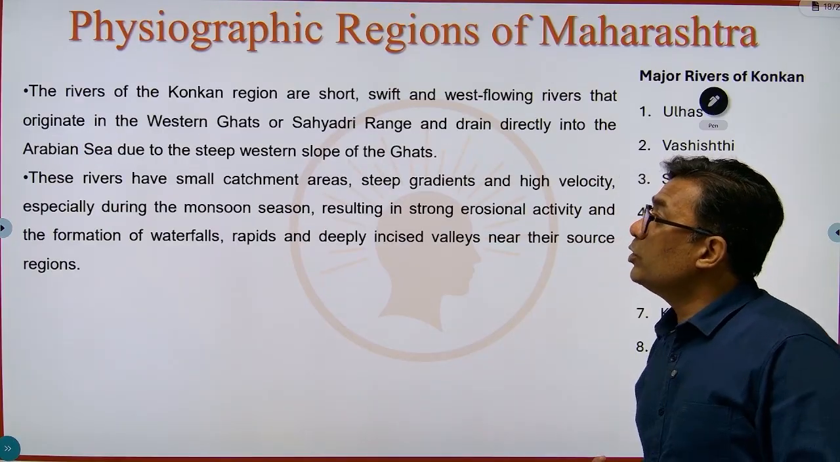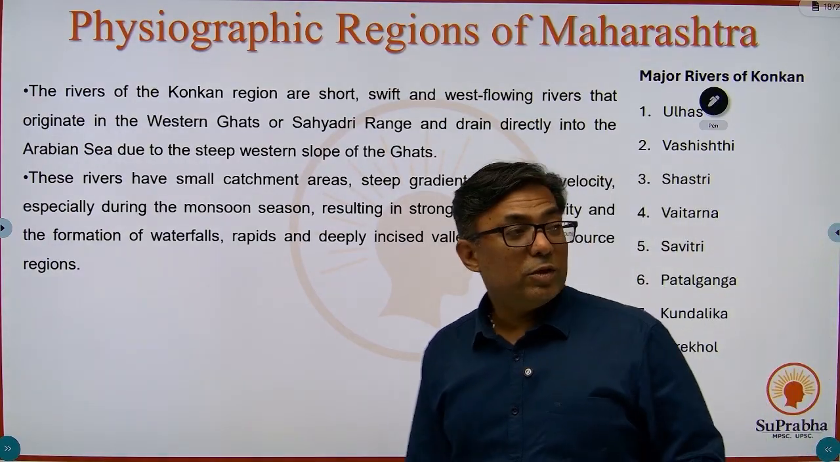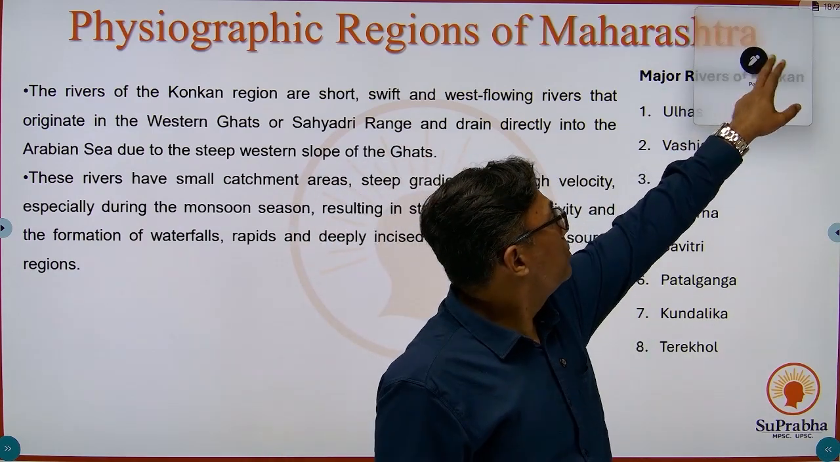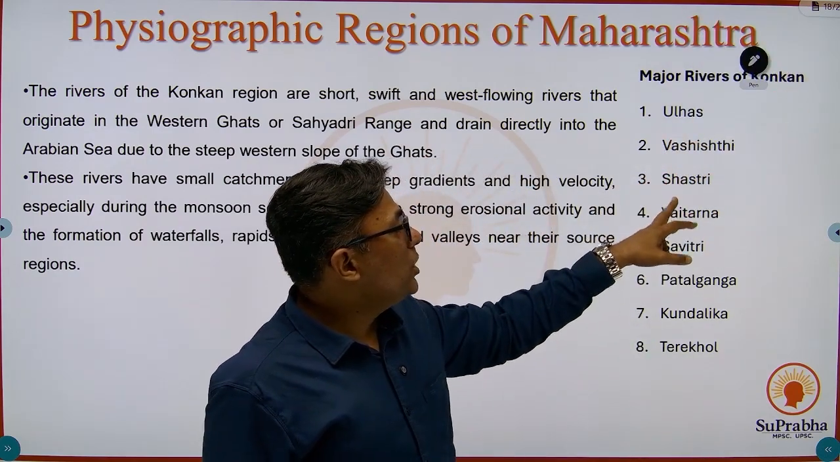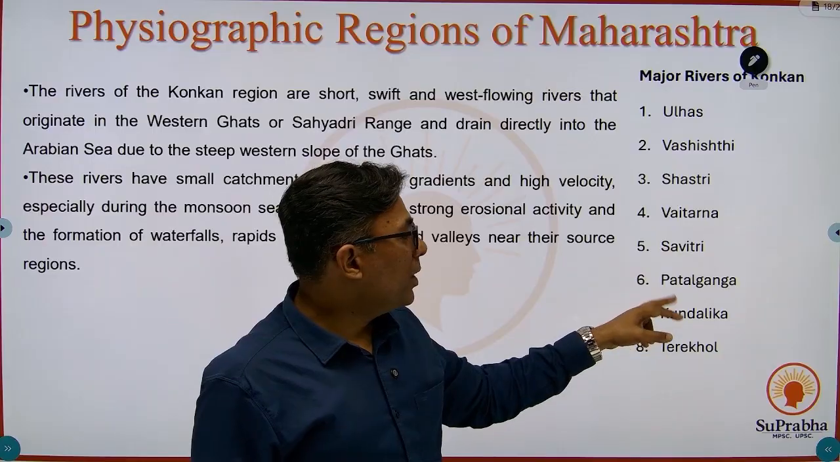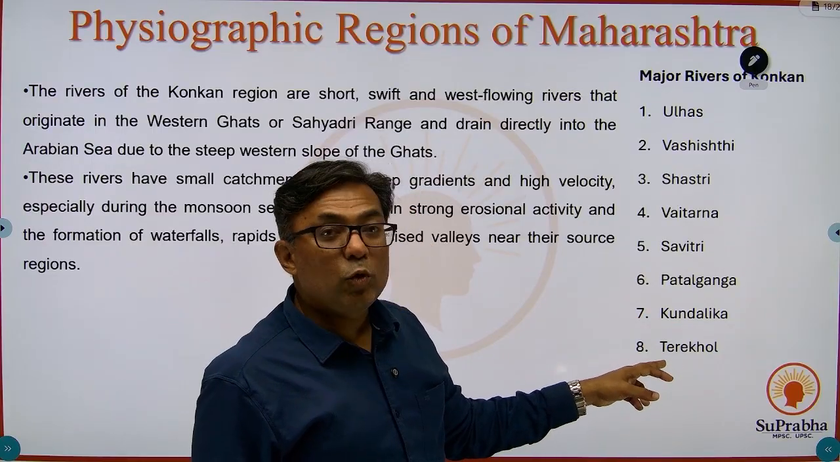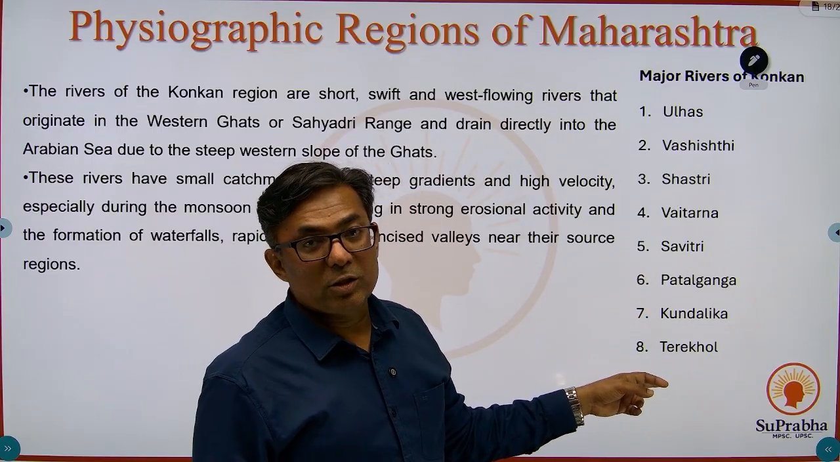And what are the rivers of the Konkan region? See the names of the rivers, the majority of the rivers. You have the Ullas, the Vashishti, the Shastri, the Vaitarna, the Savitri, the Patalganga, the Kundalika, and the Terekol. Terekol is the southernmost river of Maharashtra.